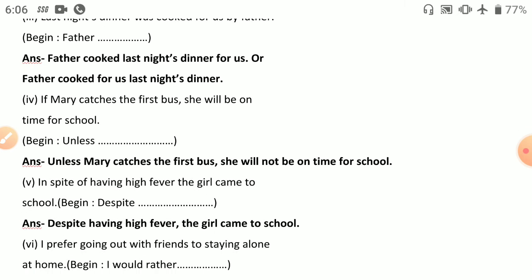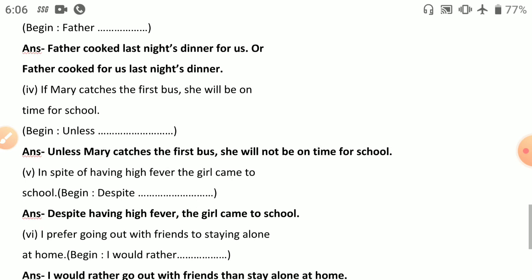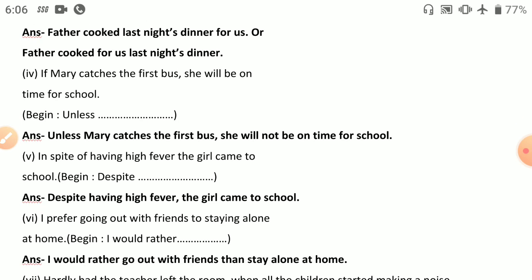If Mary catches the first bus, she will be on time for school. Conditional sentences. Okay, unless. So we know for "if", there we can also use like "provided that", "unless". Now they have asked with unless, begin with unless. Unless Mary catches the first bus, she will not be on time for school. She will not be, unless she catches.